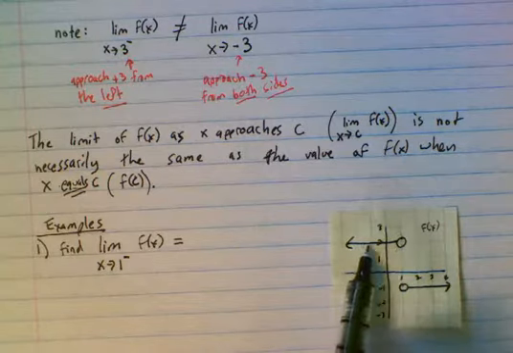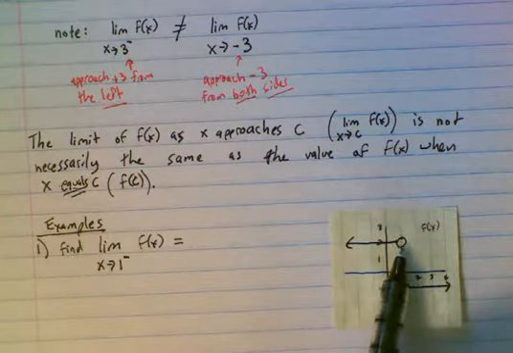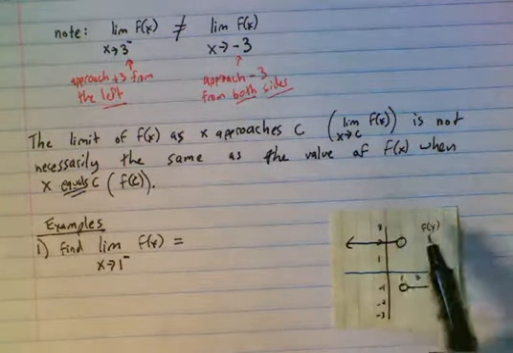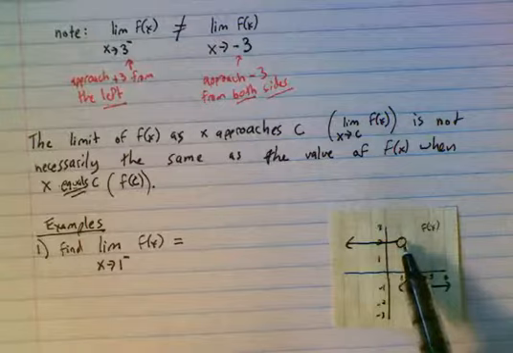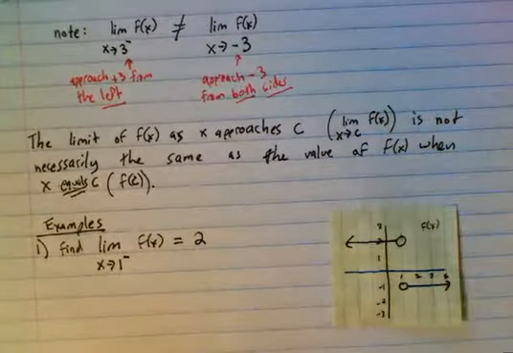Well, when we're coming from this direction, y has been 2, been 2, been 2, it wants to be 2. So it's basically if we filled in this circle here, what would the y value be? The y value would be 2. So that's our limit right there.